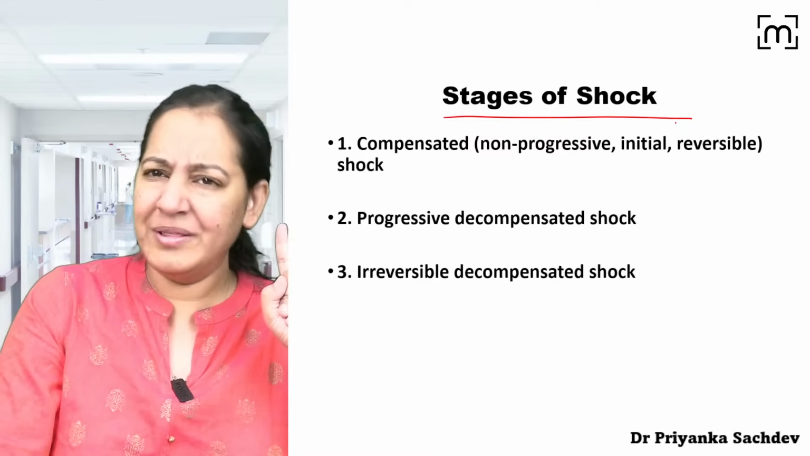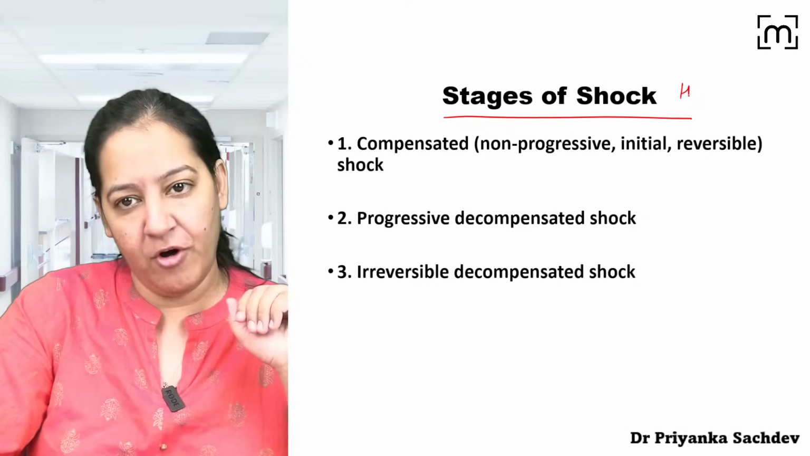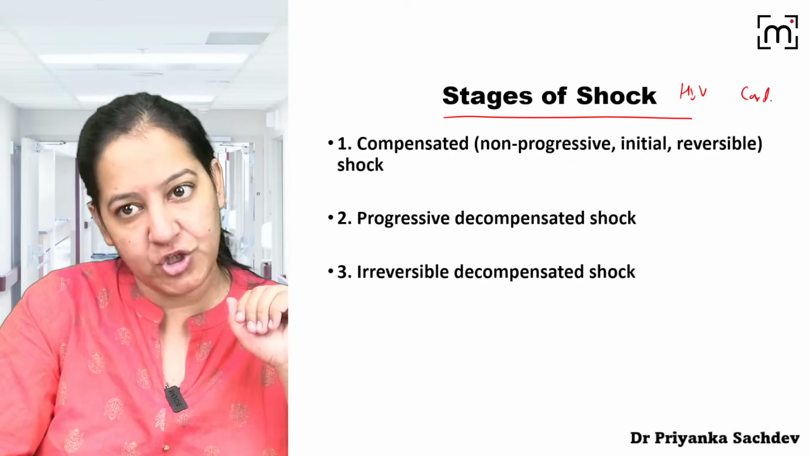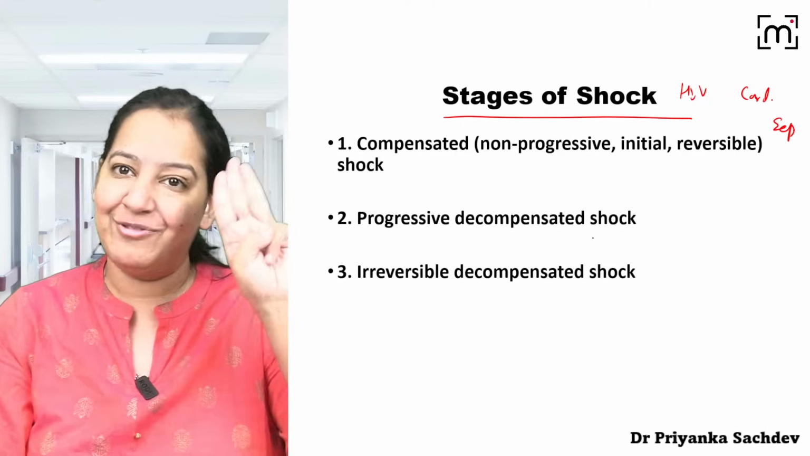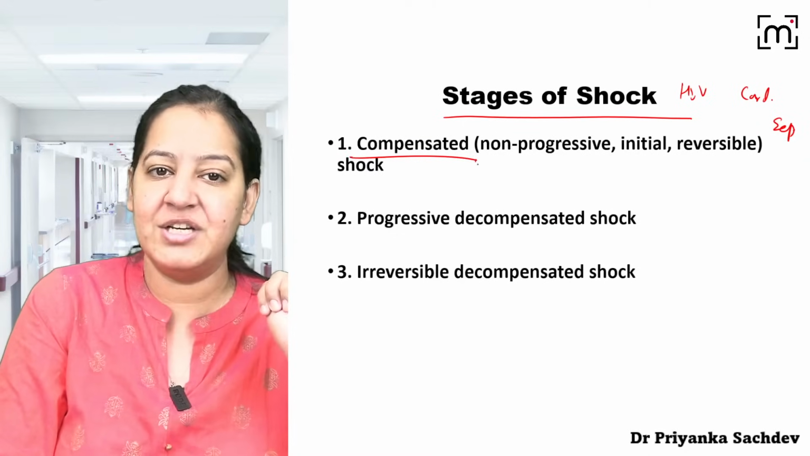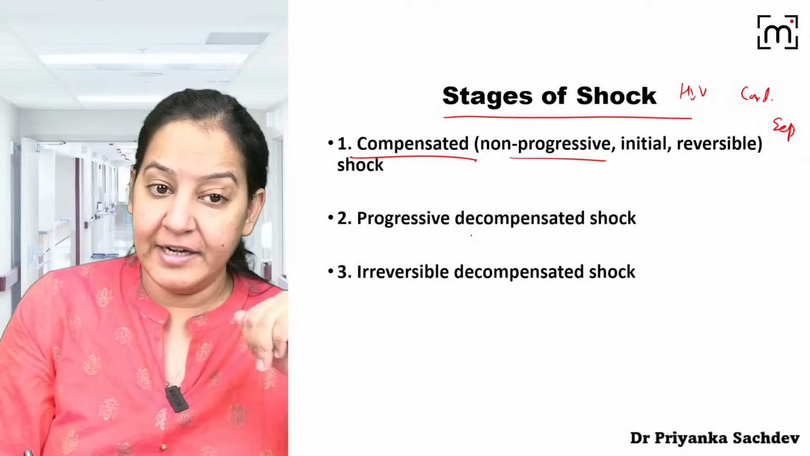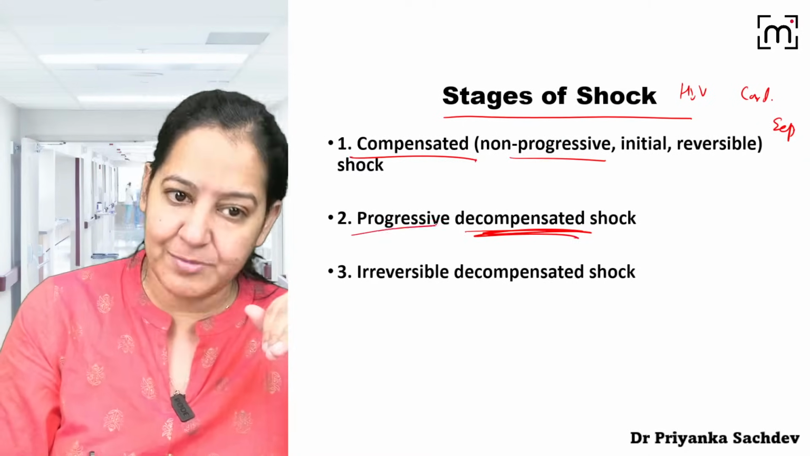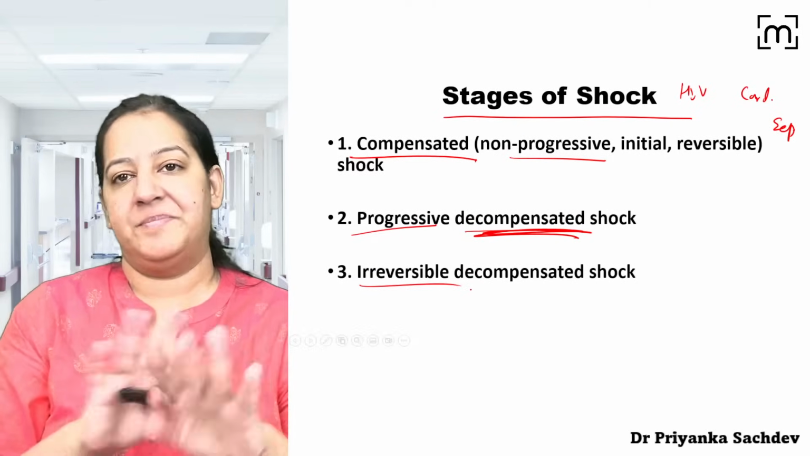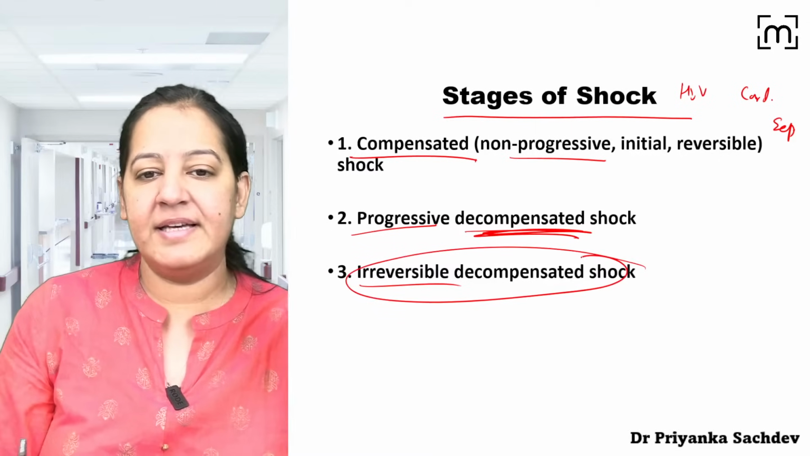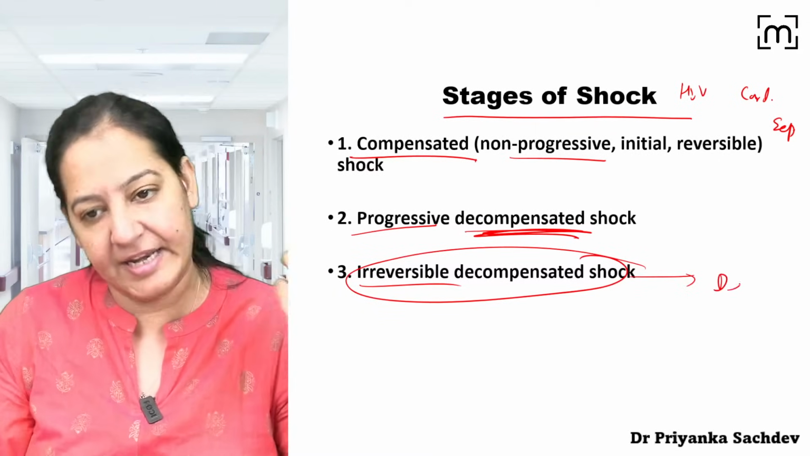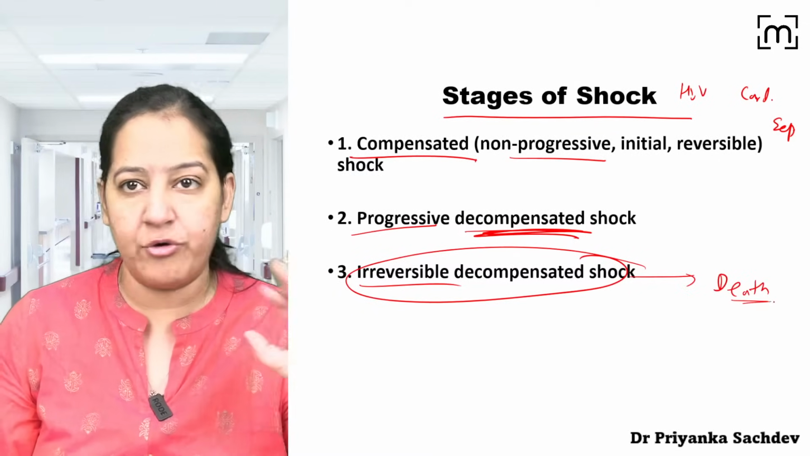So all these three types of shock, whether it is hypovolemic shock, cardiogenic shock, or septic shock, they have three stages. The compensated stage, which is known as non-progressive. Later the decompensated stage, which is known as progressive. And the last one is irreversible. So here, death is inevitable. The person will die even on treatment, right?